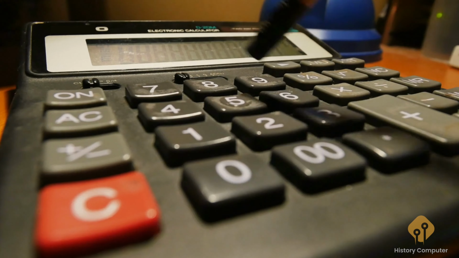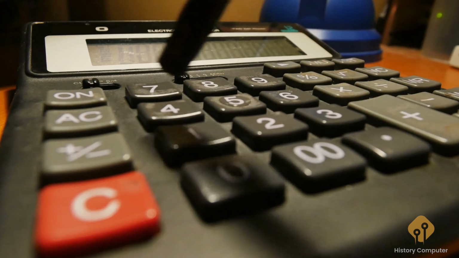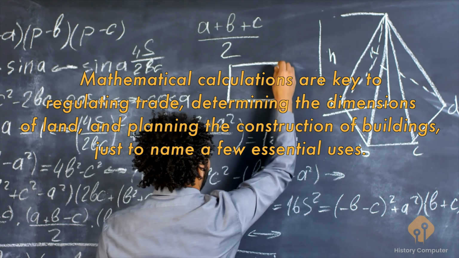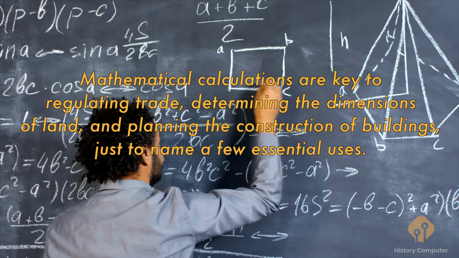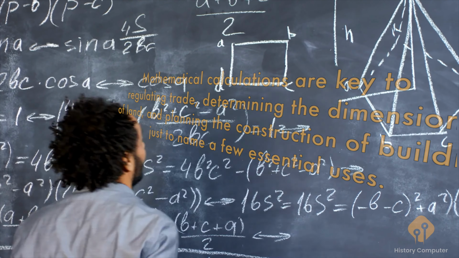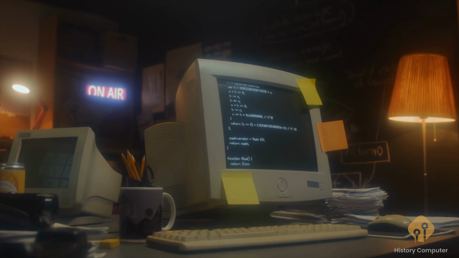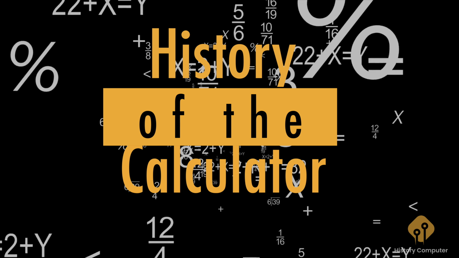Since the dawn of time, the calculator has played an integral role in how the world functions. Mathematical calculations are key to regulating trade, determining the dimensions of land, and planning the construction of buildings, just to name a few essential uses. What's more, early calculating devices eventually gave way to the first digital computers. But how did one give way to another?